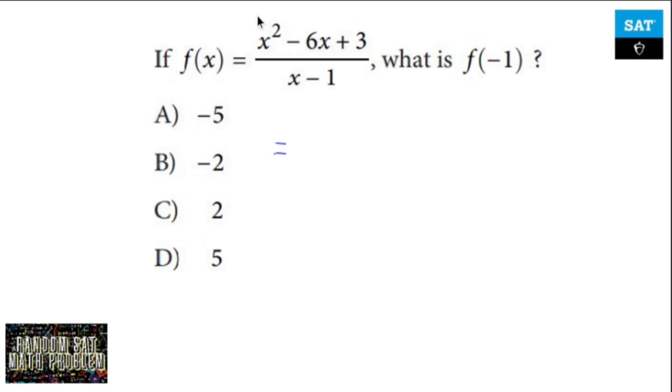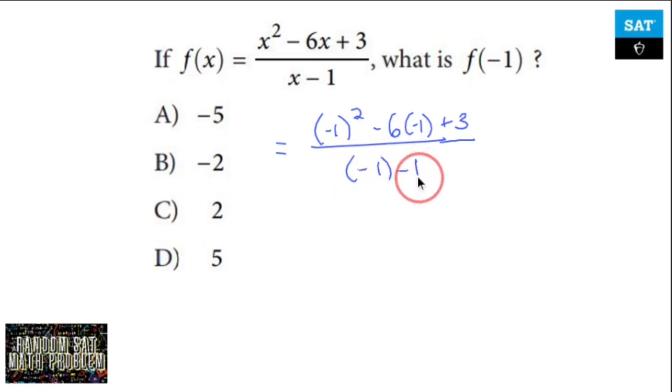So let's do that. I'm going to rewrite this entire equation, it is an equation, and replace every x with parentheses negative 1. So I have parentheses negative 1 squared minus 6 times parentheses negative 1 plus 3. My fraction bar wasn't good enough. Parentheses negative 1 minus 1.